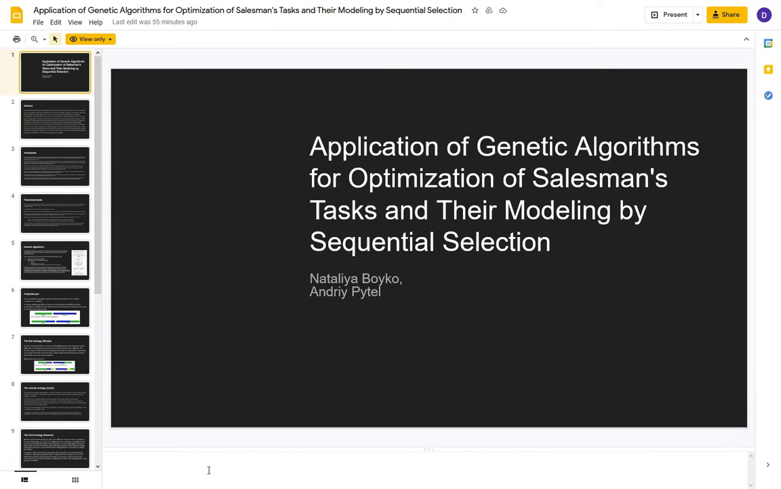Application of genetic algorithms for optimization of salesman's tasks and their modeling by sequential selection.